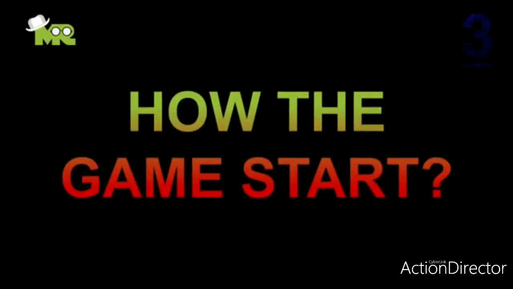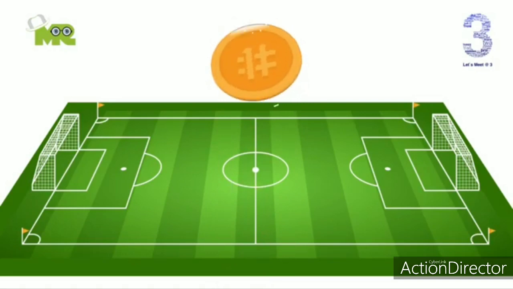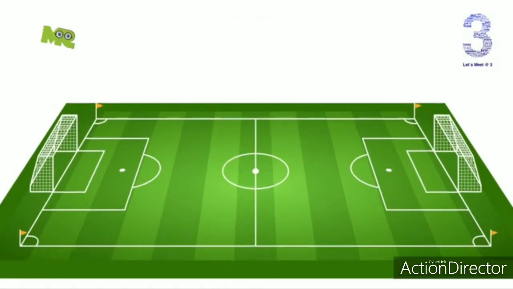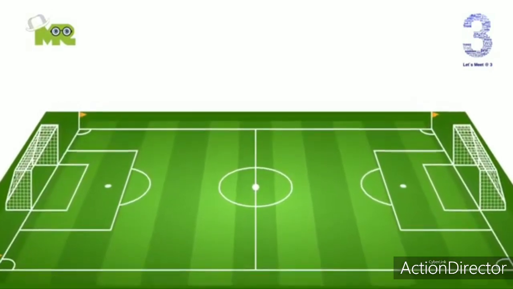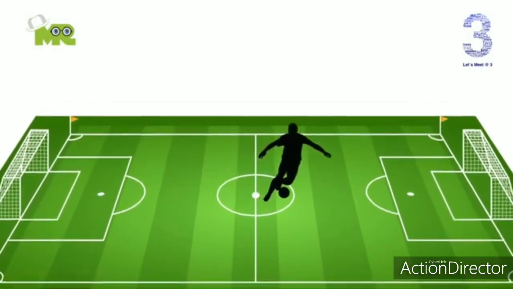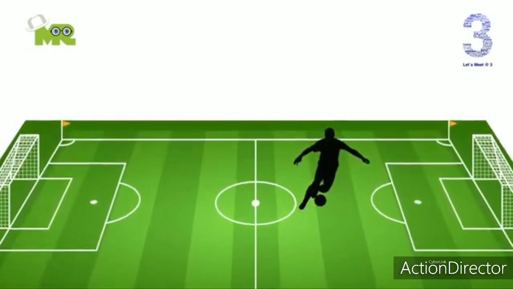How does the game of soccer start? The game starts with a coin toss. The team that wins the toss decides which goal it will attack in the first half of the match. The team that loses the coin toss takes the kickoff to start the match.